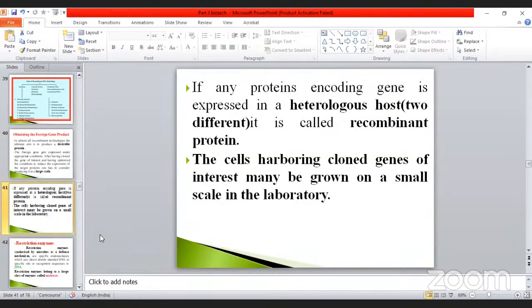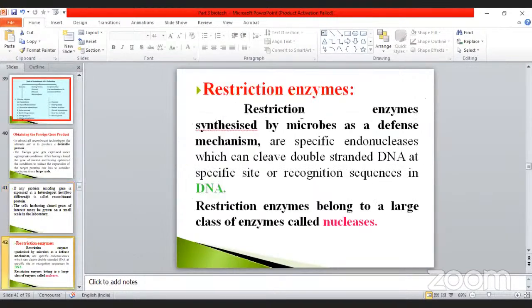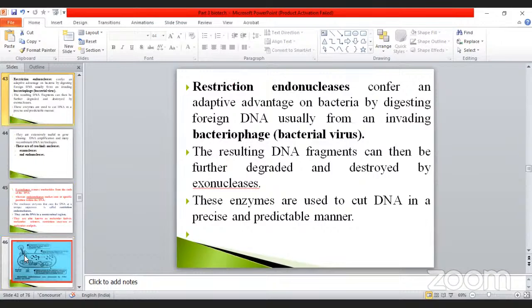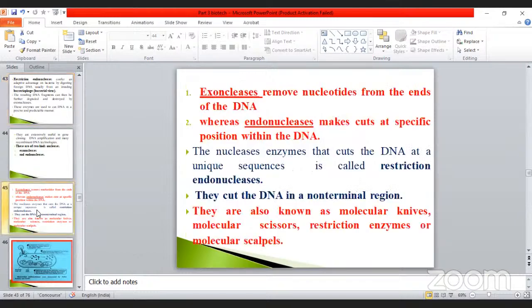And another one: restriction enzymes. You already know that restriction enzymes are synthesized only by microorganisms, and they are collectively called nucleases. Why are they called nucleases? They act only upon nucleic acids, and that's why they are given the name nucleases. The nucleases are divided into two categories according to their activity and position. One is called exonuclease, another is called endonuclease.